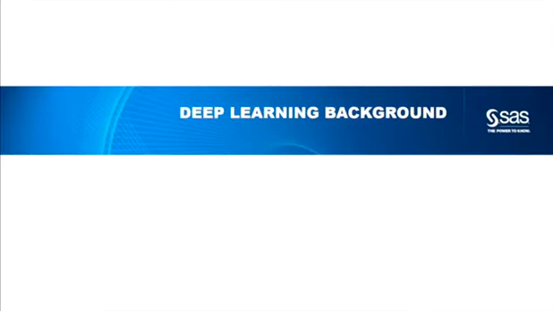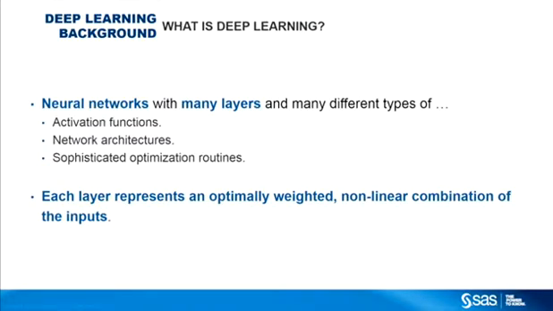Okay, so on to deep learning. What is deep learning? Basically, deep learning is just neural networks with many layers, and they have different kinds of architectures and different new optimization routines. What ends up happening in each of these layers is that each layer becomes an optimally weighted, nonlinear combination of the inputs. If I start from the lowest, deepest layer of a neural network with many layers and work my way up, each subsequent higher layer is becoming a compressed higher-level representation of the things below it. You can do some pretty interesting things when I start stacking those layers on top of each other, and that's what we're going to get into with our example.